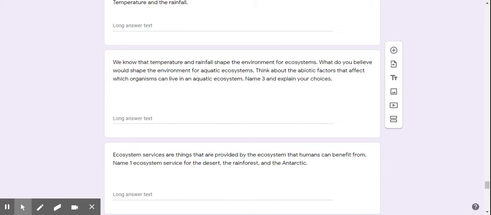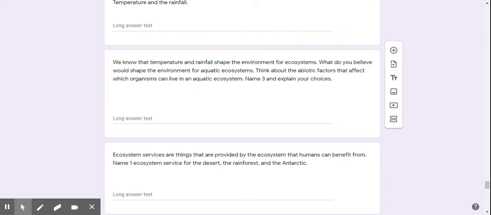Well, one of the things that comes to mind is salinity. That's how salty the water is. Another thing that comes to my mind is how deep the water is. Yeah, how deep the water is, because I don't think a whale could live in a pond. So the water depth is one of those things.